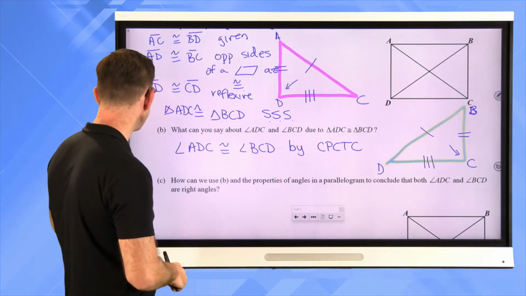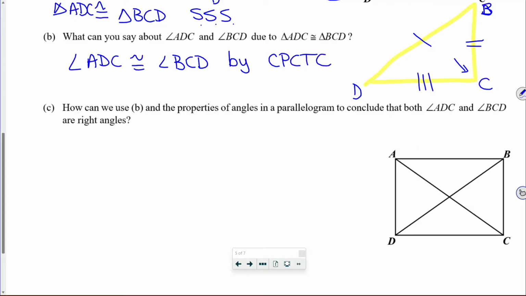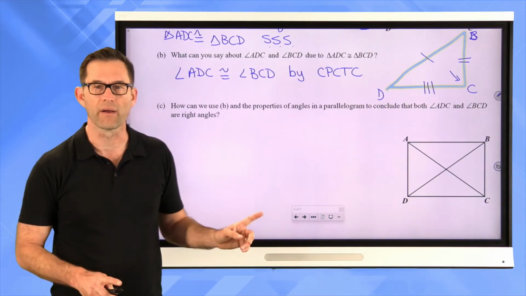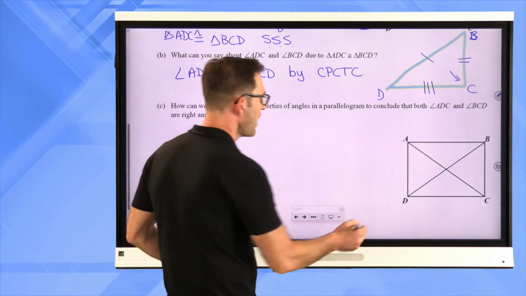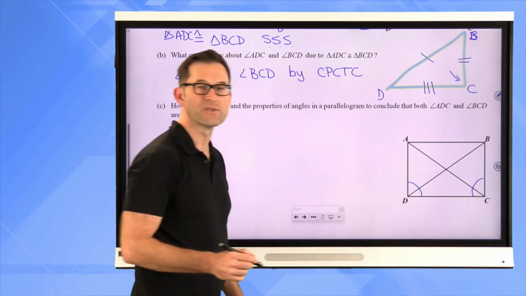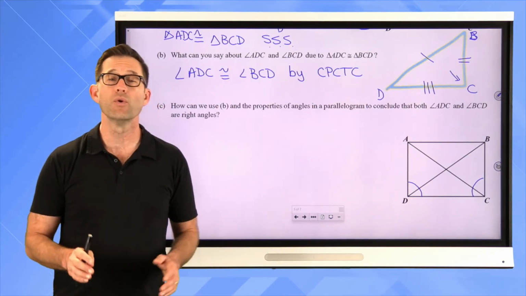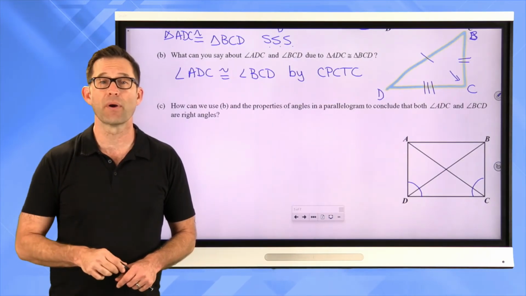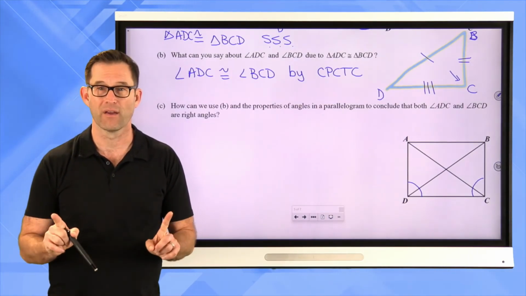All right, we're almost there. Letter C. How can we use B and the properties of angles in a parallelogram to conclude that both angle ADC and angle BCD are right angles? So how can we use that, right? Well, think about these two angles, right? And again, we're talking about this angle here and this angle here, and I can now actually mark them as congruent because we just proved that. Well, those two are adjacent angles of a parallelogram. And we know that adjacent angles in a parallelogram are supplementary, right?